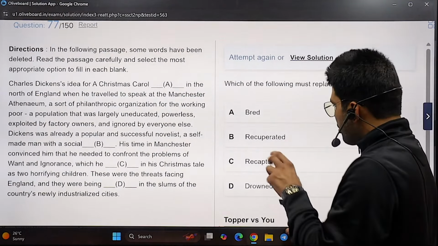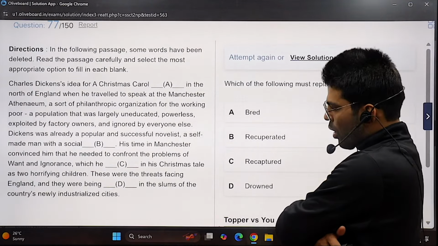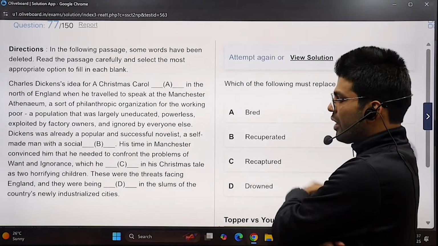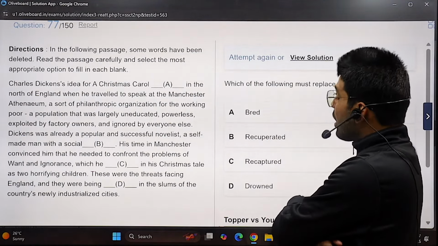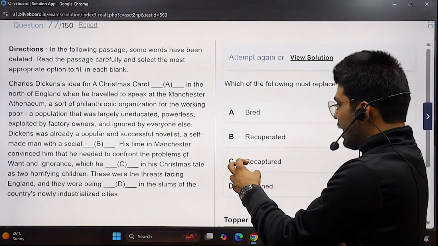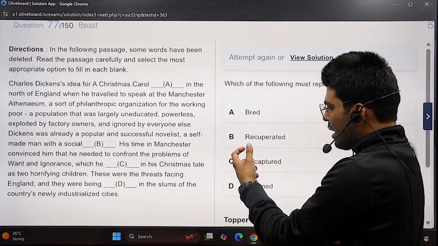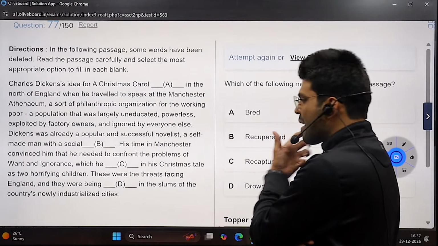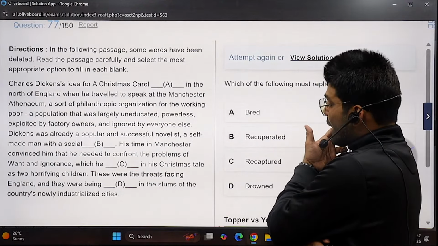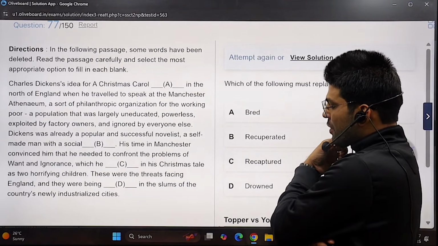There are some problems like want and ignorance. He was socially aware. There were some problems England was facing as threats, and they were being blank space in the slums of the cities.